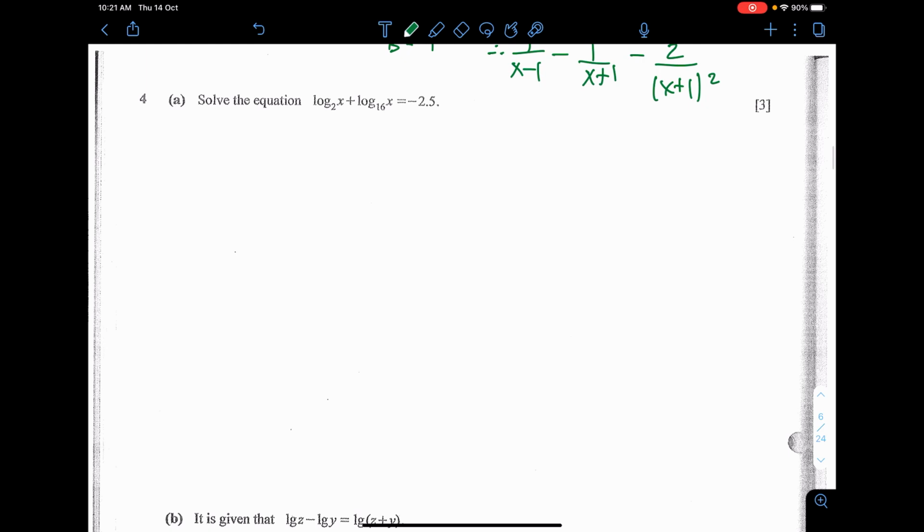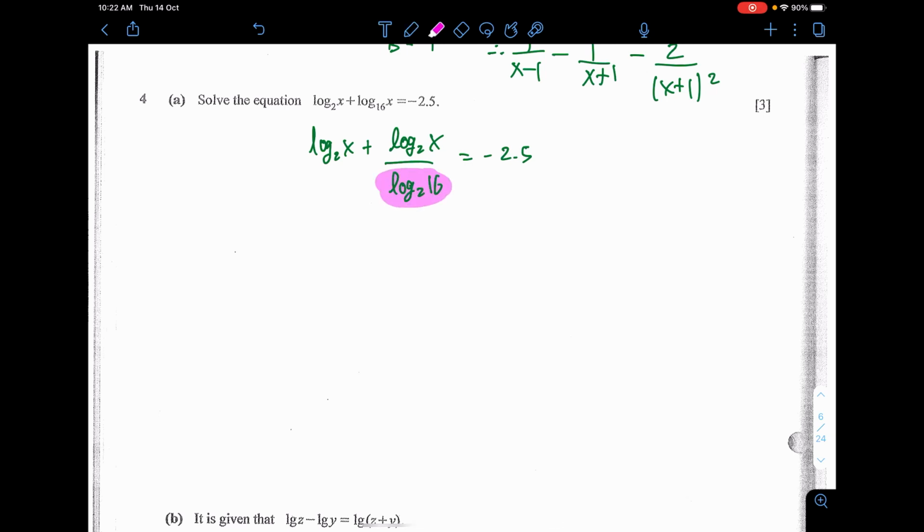Next, solve the equation of logarithm. If I want to add two logarithms, I must make sure that they have the same base of 2. So log of 2x, I'll leave it alone. And then log of 16, I'll make the base into base of 2. So base of 2, I'll just change the base like this. Log 2x and log 2 16 equals to -2.5.